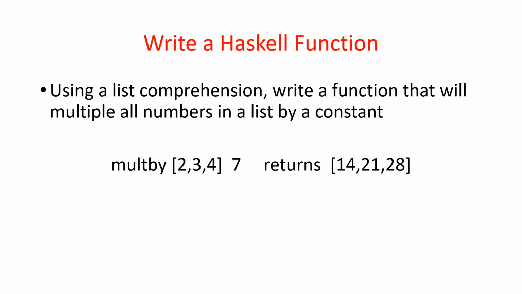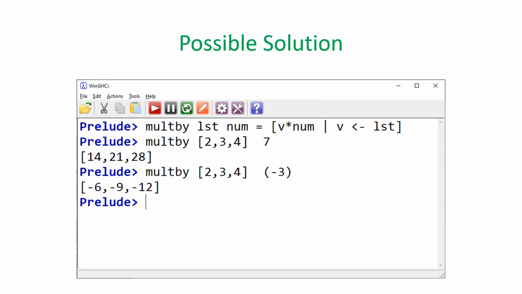So try this. Write a Haskell list comprehension that will multiply all the elements in a list by a given number. Here's a possible solution. We have the multiply by Haskell method, and it contains a list, lst is the list, and a number, and then for each element in the list, we multiply that element by the number.